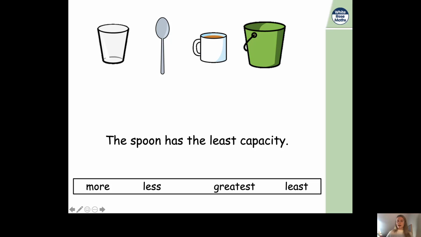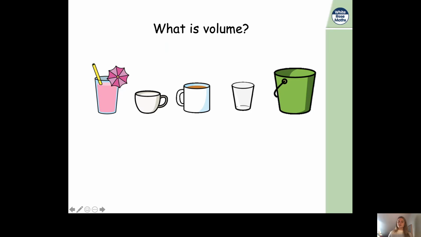Okay, so now let's move on. Now we know what capacity is, how much a container can hold when it's completely full. Let's find out what volume means. So what is volume? Again here, we've got some containers. We've got 2 different types of cups now, 2 different types of mugs and a bucket.